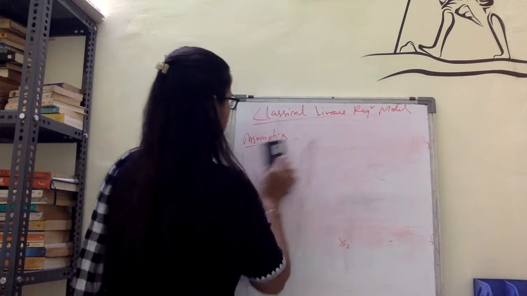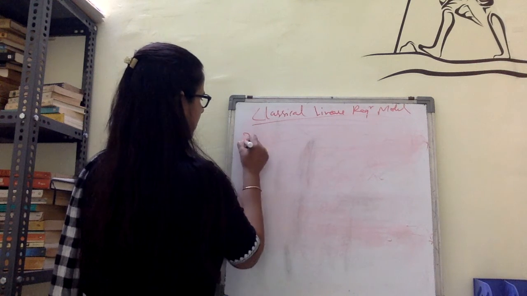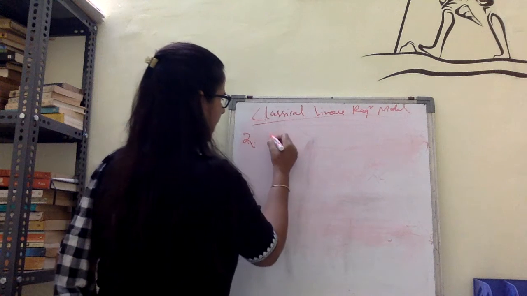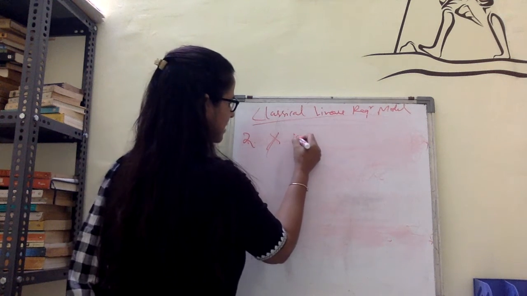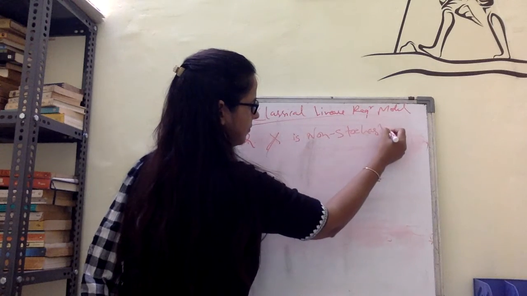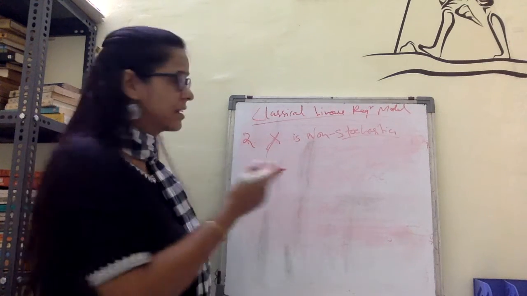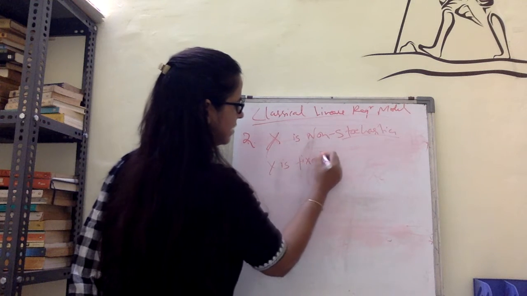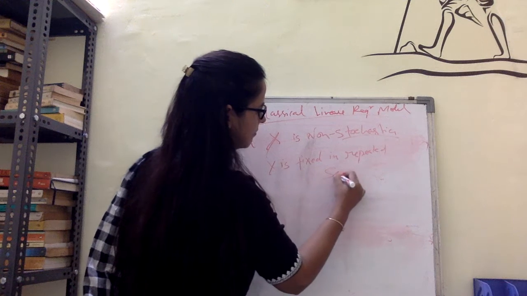Now the second assumption. Second assumption is about the x, the independent variable. X is non-stochastic. Stochastic means random. X is not random. Rather, in other words, x is fixed in repeated sampling.